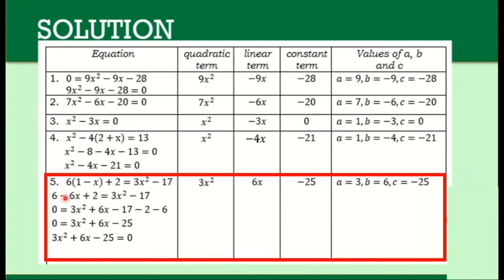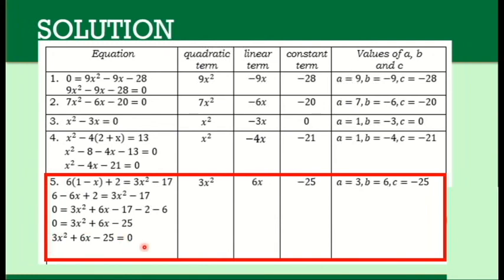So here we have 6 minus 6x coming from here plus 2, then copy the right side of the equation. Now, what we did in this part is we have addition property of equality, thus we have everything on the right side of our equation. So we have here 3x squared plus 6x minus 17 minus 2 minus 6. Now, combining like terms, we'll have 3x squared plus 6x minus 25. Now, to make it in standard form, you'll be using symmetric property of equality. Thus, we have 3x squared plus 6x minus 25 is equal to 0.